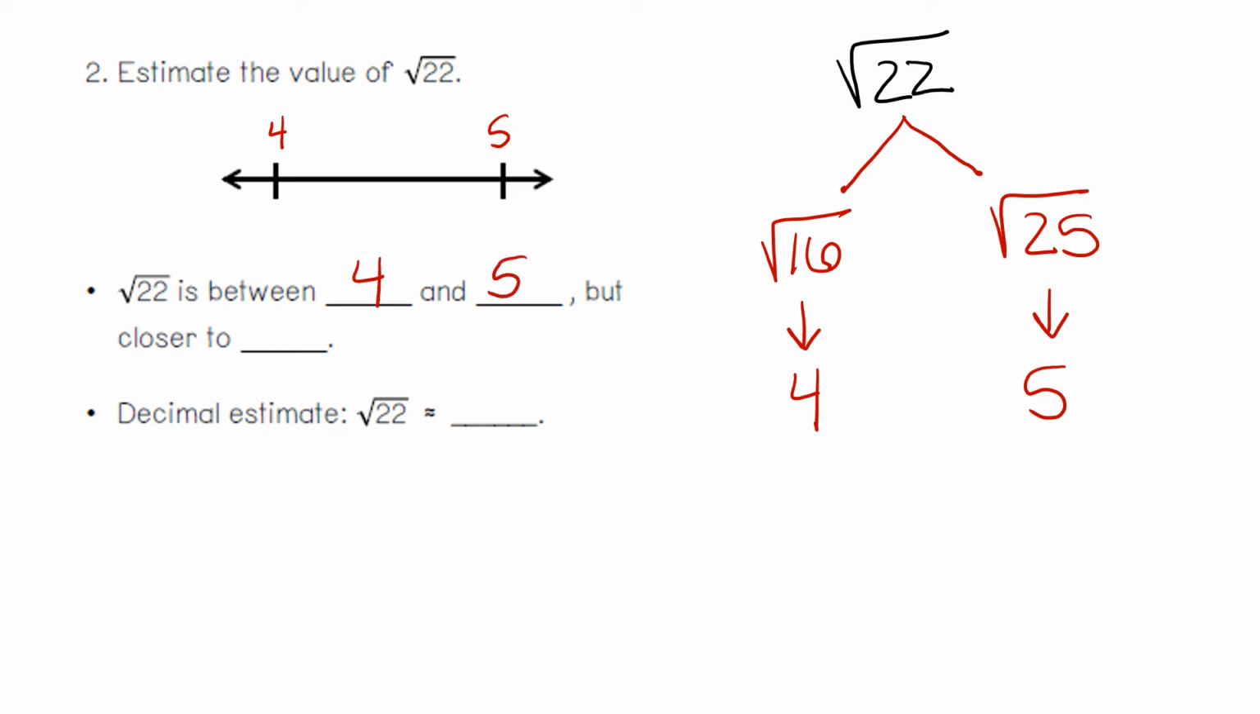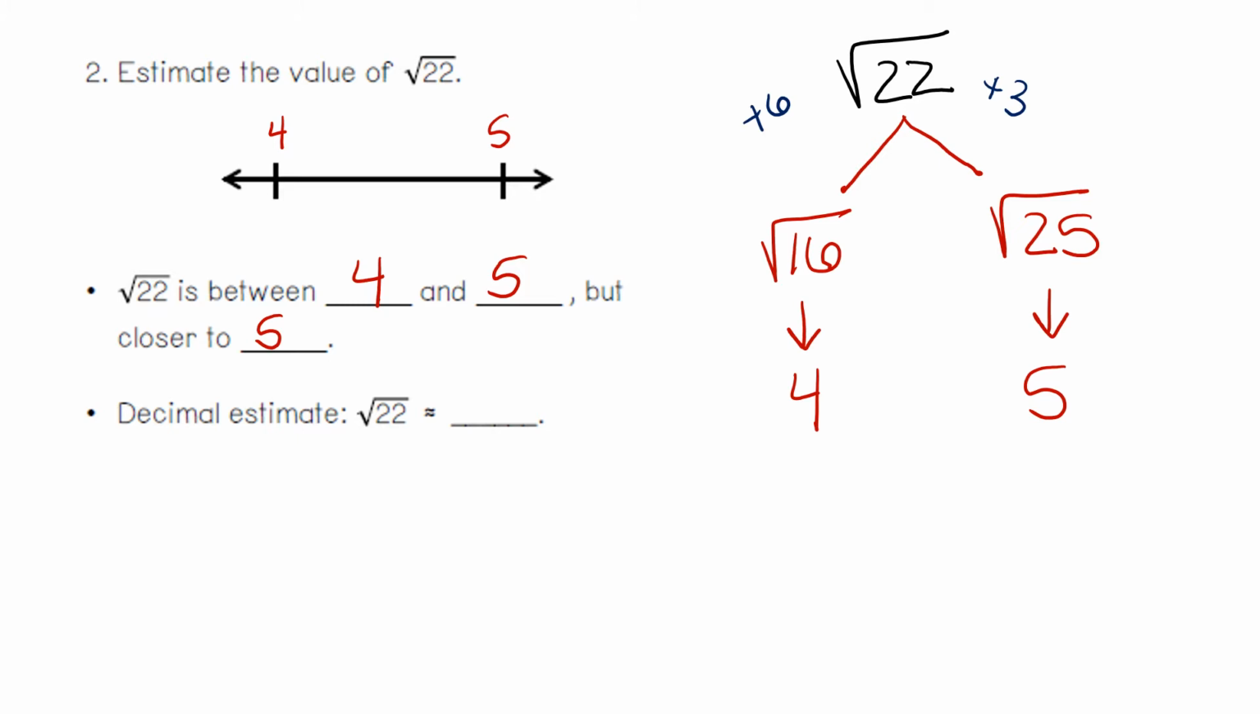Now, let's decide which one it's closer to. In order to go from 16 to 22, we have to go up 6. We go up 6. 16 to 22 is up 6. In order to go from 22 to 25, we go up 3. So therefore, it's going to be closer to the 5 than it is the 4.